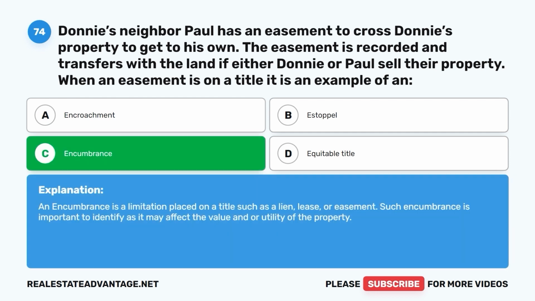The correct answer is C. Encumbrance. An encumbrance is a limitation placed on a title such as a lien, lease, or easement. Such encumbrance is important to identify as it may affect the value and/or utility of the property.